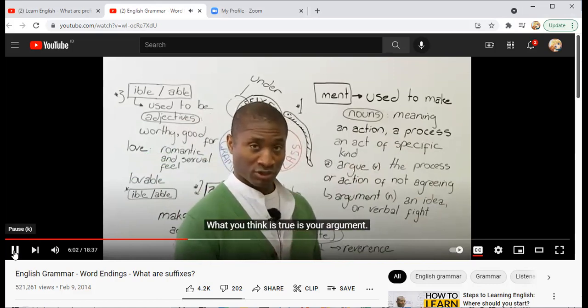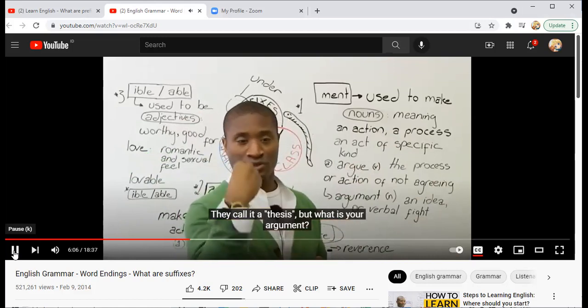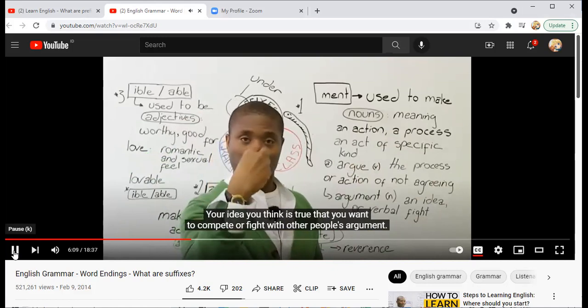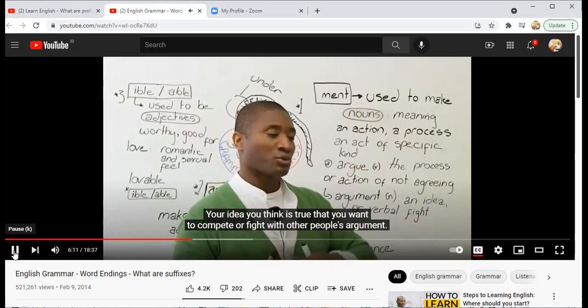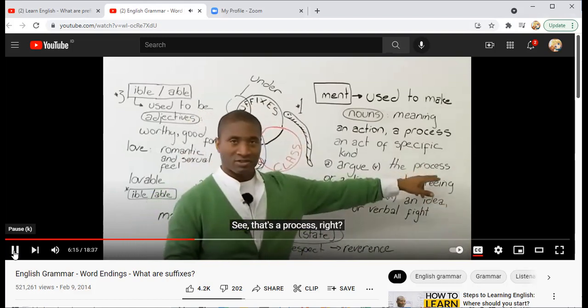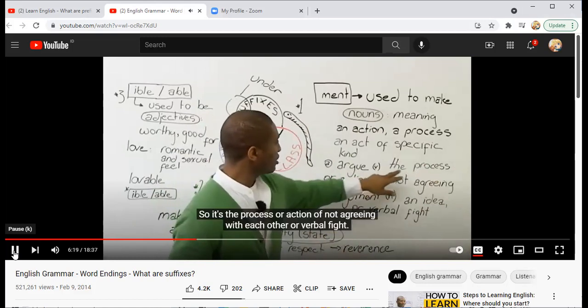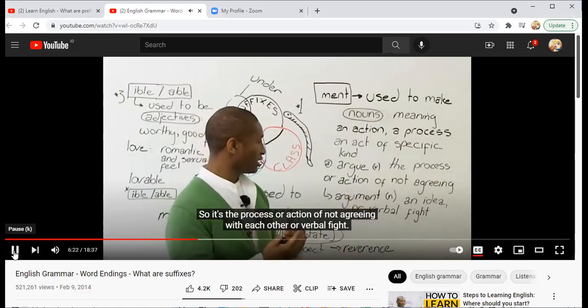What you think is true is your argument. We also do an essay, it's a paper, they call it a thesis. But what is your argument? Your idea is true, that you want to compete or fight with other people. That's a process, right? I say, you say, you say, you say. Okay? So it's the process of action, not agreeing with each other. Oh, okay. So the meaning of ment is like an action process of an act of specific kind.